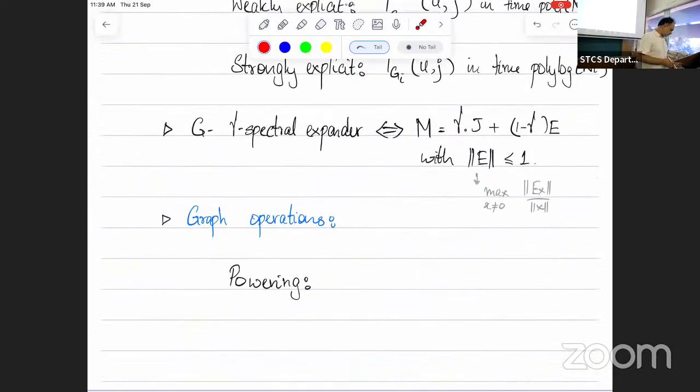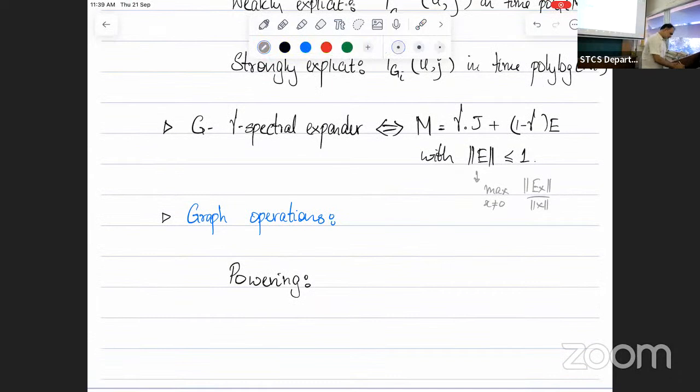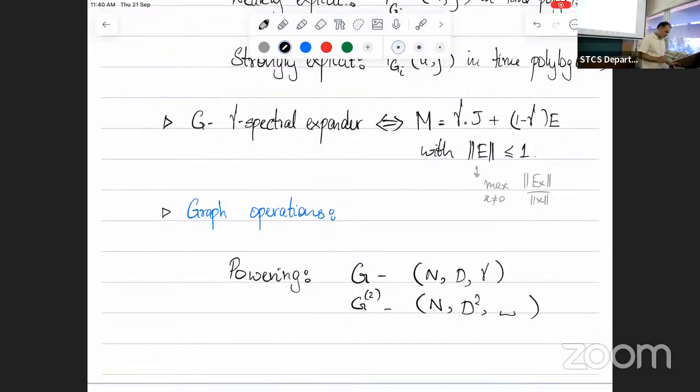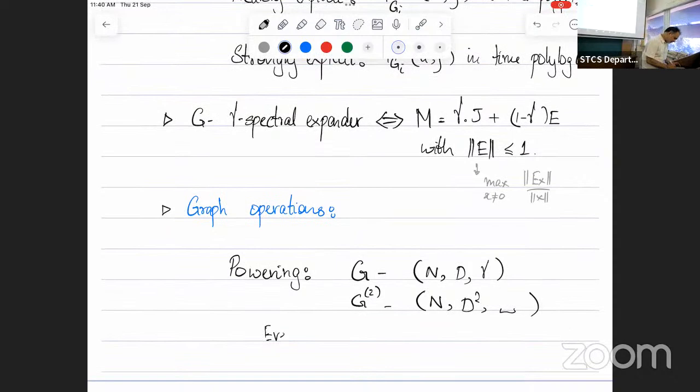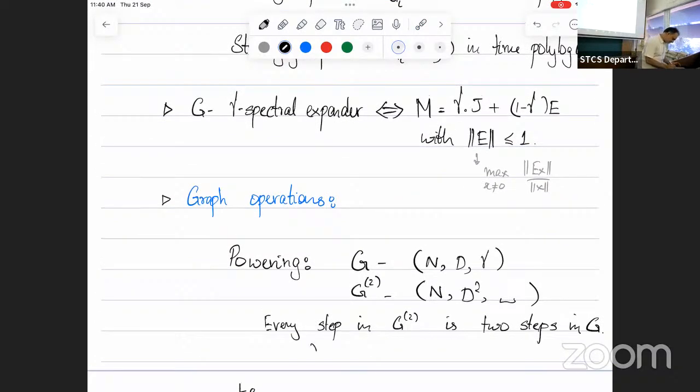And last time we saw a bunch of graph operations. The first example of this graph operation was this. Let's say G is some (N, D, gamma) graph. We defined this G squared, which was an (N, D squared, something) graph, where every step in G squared is 2 steps in G.